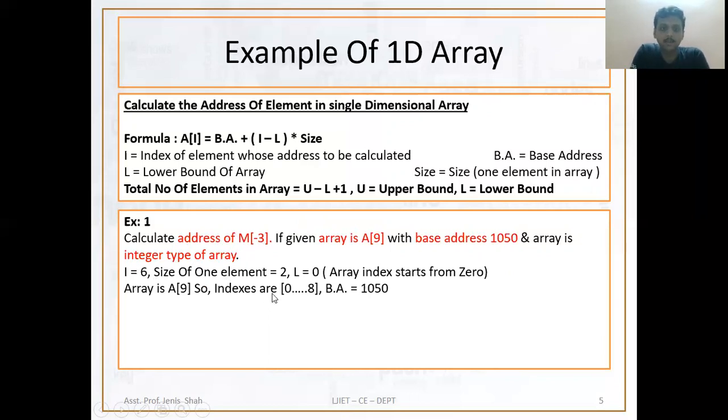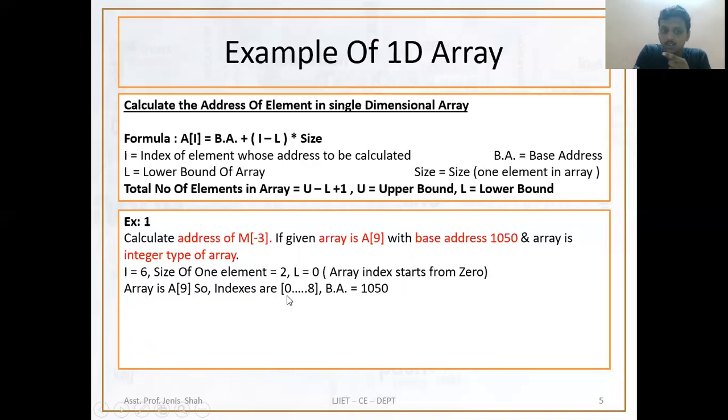Size of one element is equal to 2. How are we going to find it? Because the array is of type integer, the size is 2. Now, the lower bound of the array is 0. So how can we calculate that the lower bound of the array is 0? See, here the array size is 9. 9 size, a of 9. That's why the index starts from 0. 0, 1, 2, 3, 4, 5, 6 up to 8. That means if the array is a of 9, then the index starts from 0 to 8.